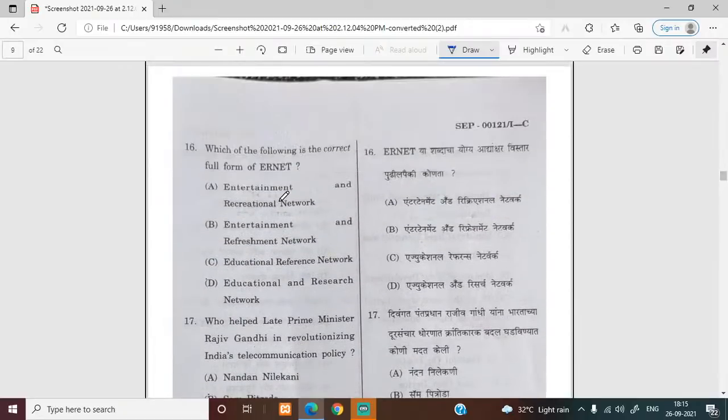which of the following is the correct full form of ERNet? What is the correct full form of ERNet? Entertainment and Recreational Network, Entertainment and Refreshment Network, Educational Reference Network, or Educational and Research Network. ERNet. So here the right answer is option D.